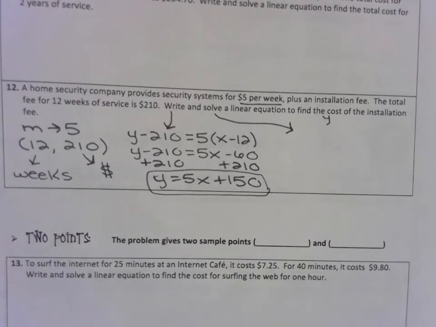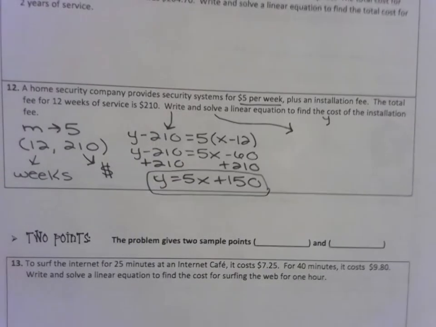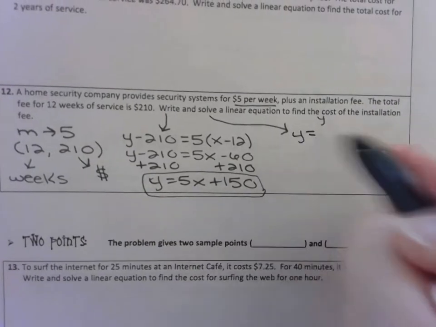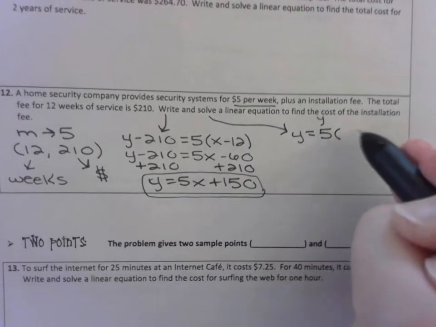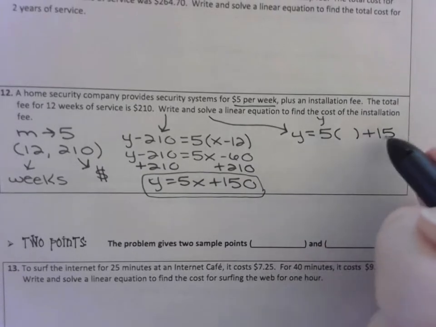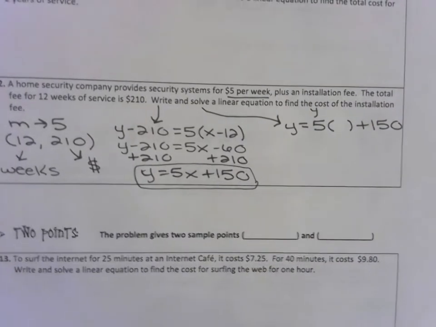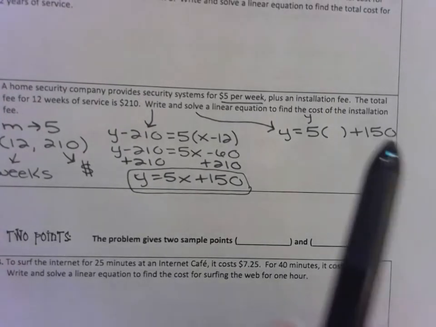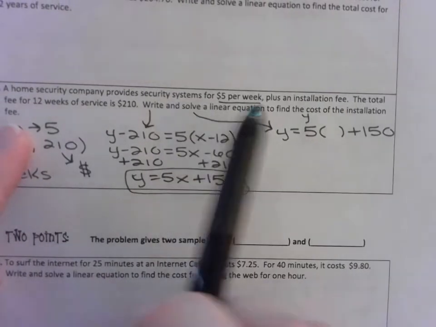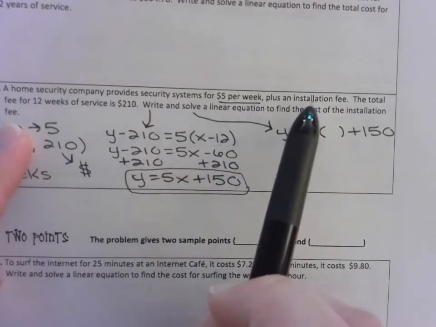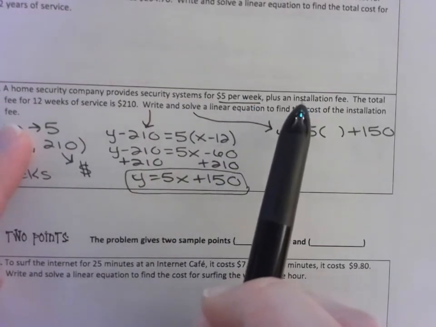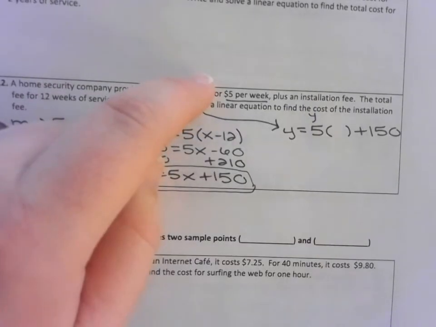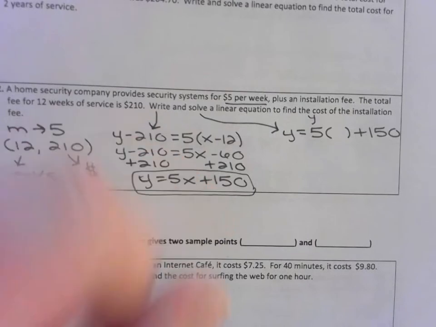Well, let's think about this. What will my number of weeks be? If I start with my equation, what will my number of weeks be if I want to know what the installation fee is? So let's think about this. It costs $5 a week plus an installation fee. So what would be the easiest thing to figure out if I want to know just what the installation fee is without any weeks?